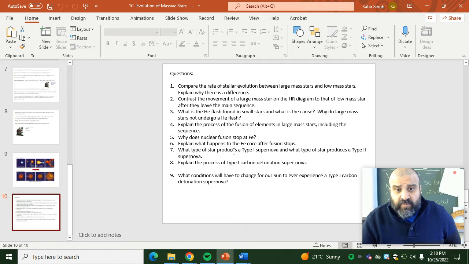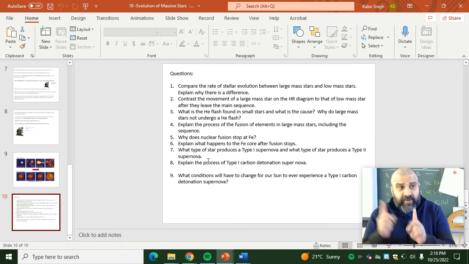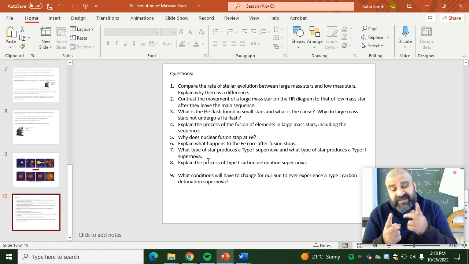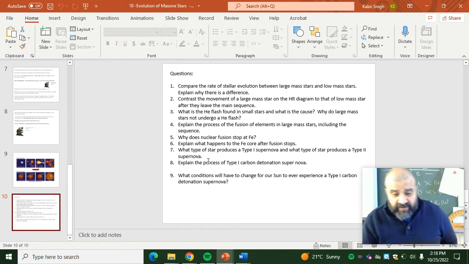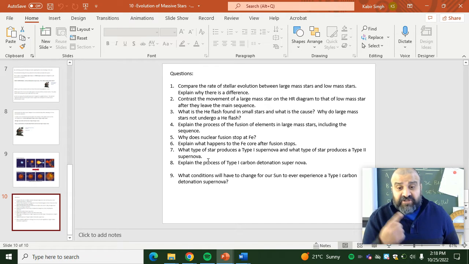Question 7: What type of star produces a type 1 supernova, and what type of star produces a type 2 supernova? Type 1 supernova is a white dwarf star. So this is kind of answering number 8 as well. If a white dwarf is in a binary pair, where two stars orbit each other, a white dwarf and a normal star, let's say main sequence, the white dwarf's gravity is going to pull some of the gas off of that main sequence star. That gas and matter is going to accrete around the white dwarf.